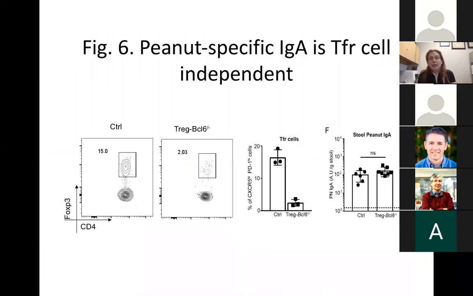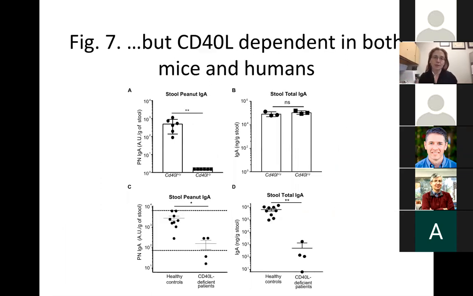So we went on to test whether or not these TFR cells were also necessary. And that's an important population to test, as I mentioned, because of the work that had been done showing TFR cells were important for certain types of IgA. And so again, we can do this using a flox mouse for BCL6 and deleting it in FOXP3 positive T cells. And so you really do efficiently ablate the TFR cells, but you don't change the peanut IgA. So again, arguing that these two populations are related, but really aren't necessary for this induction.